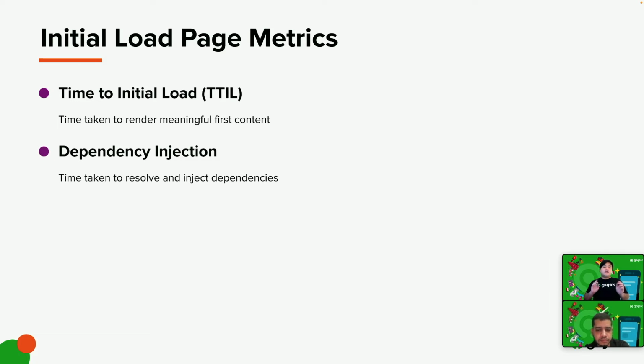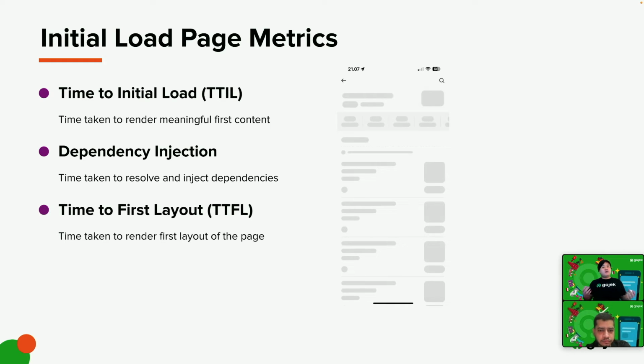First, dependency injection. It is the time taken to resolve and inject all the required dependencies for a screen and its related components, such as maybe view model, presenter, and many more depending on the architecture of your application. Second is the time to first layout, TTFL. It measures the time taken from the screen initialization until the first layout content is rendered. Usually it's a shimmer or any view that represents the indeterminate loading state.